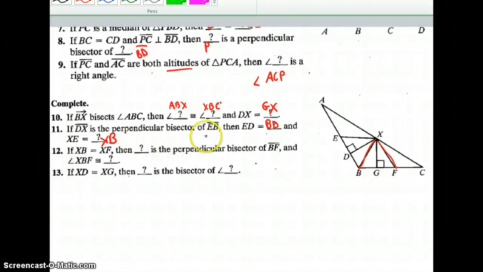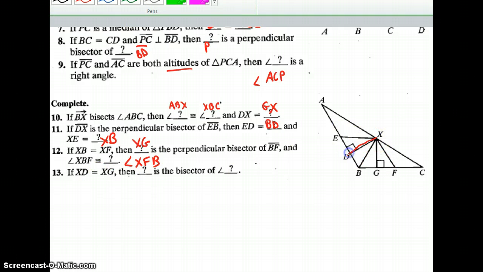So blank is the perpendicular bisector of BF. Well, yeah, since it's perpendicular, I know it's the bisector. Great. XG and the XBF. Oh yeah, now we have an isosceles triangle. XBF is congruent to XFB. These are really hard. Okay, I'm glad I did these. And the very last question.